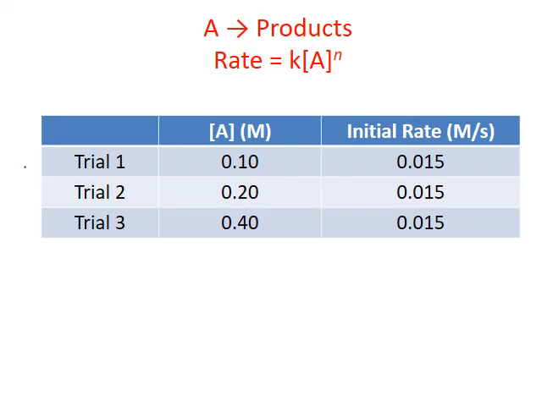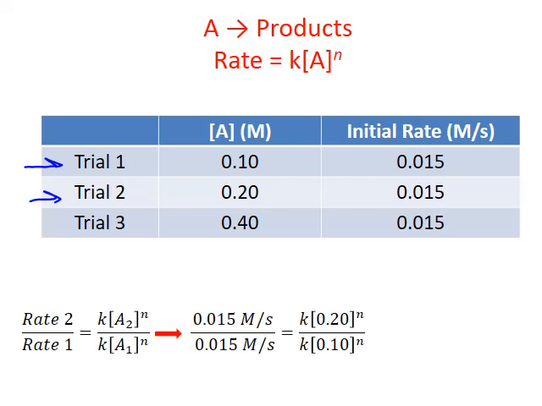So we're going to start again with trial one and trial two. And we're going to do the same ratio again. Rate 2 over rate 1 is equal to the rate constant times the concentration from trial 2 raised to the n power, set over the rate constant times the concentration from trial 1 raised to the n power. We'll substitute in our actual values for rates from trial 2 and trial 1, as well as our actual values for the initial concentration of A for trial 2 and trial 1.